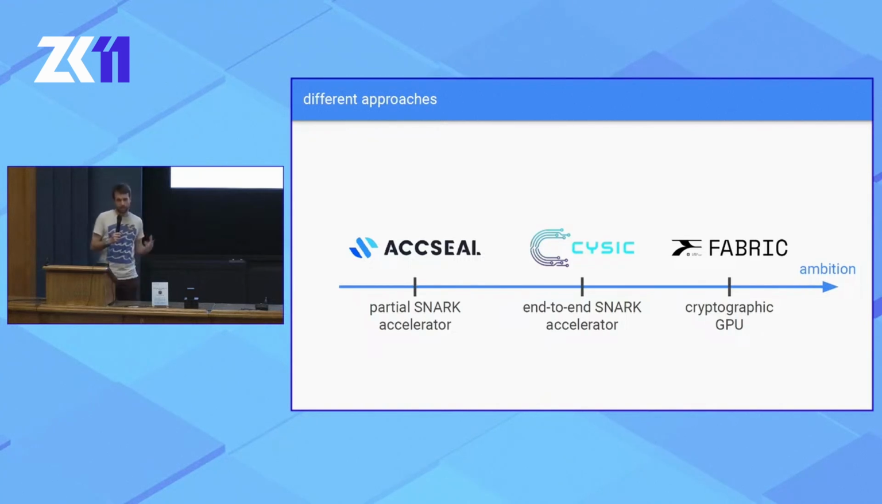Because one of the realizations is that it's all well and good to accelerate the NTTs and the FFTs, but then you're left with all the other stuff, and that quickly becomes your bottleneck. Which is why SISIC is trying to do the whole thing. And then Fabric is trying to do something even more ambitious, which is basically to build a GPU for cryptography, a GPU where the basic operations are finite field operations, as opposed to the floating point operations or integer operations that are used for AI.